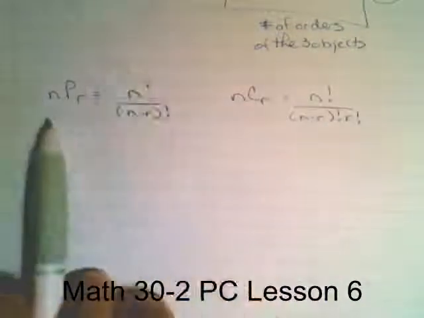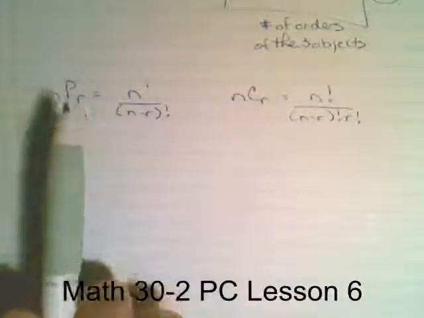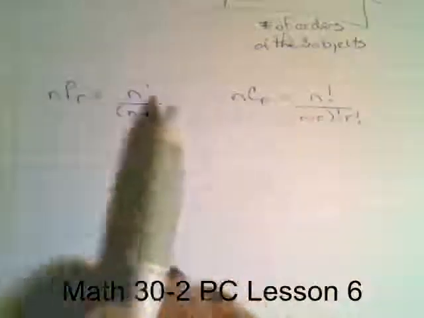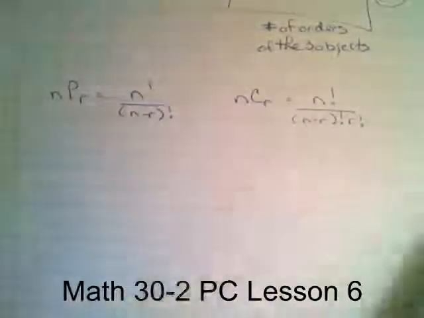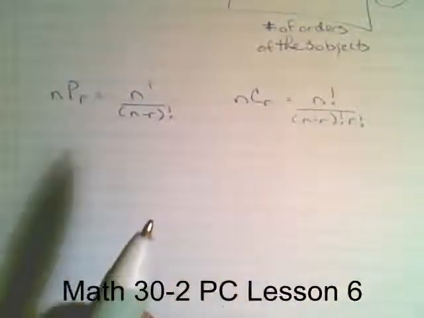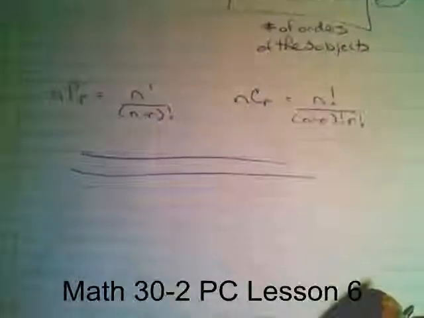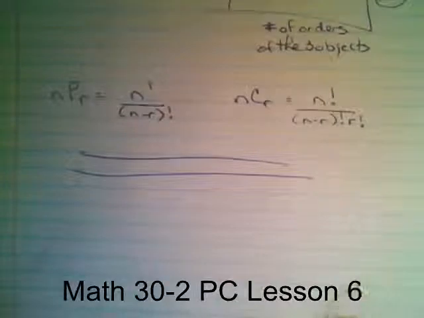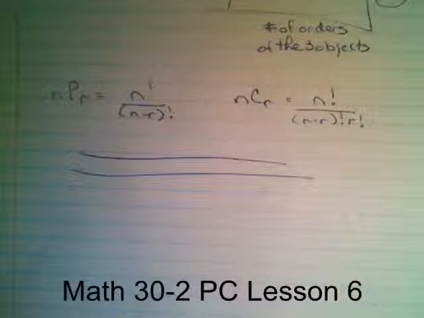Okay, so it's the permutations formula, but you're dividing out all the extra orders of the r objects. And that's what happens. So you could really treat them as one and the same thing. I've talked to teachers that only teach the combination formula and then they multiply by the orders. I've talked to teachers that only teach permutations and they divide. Most people teach both formulas as separate things. It really doesn't matter.